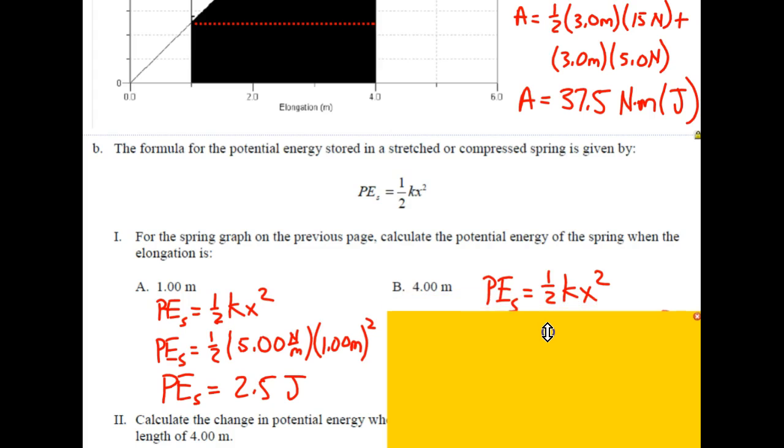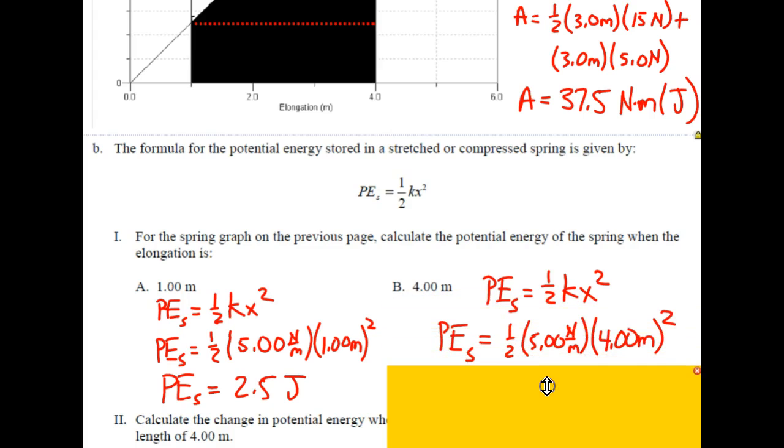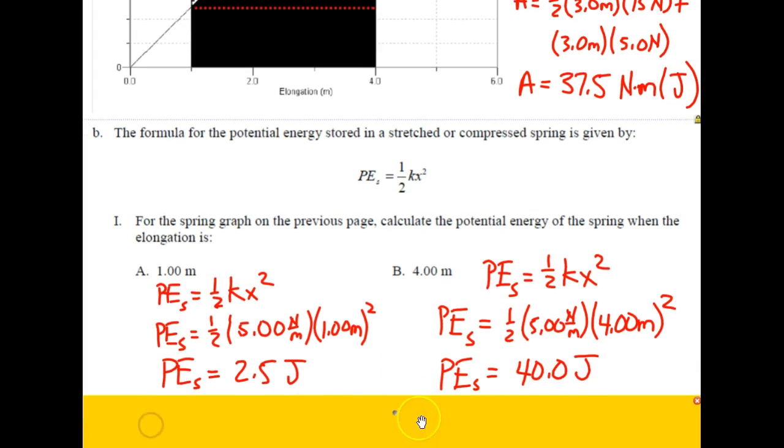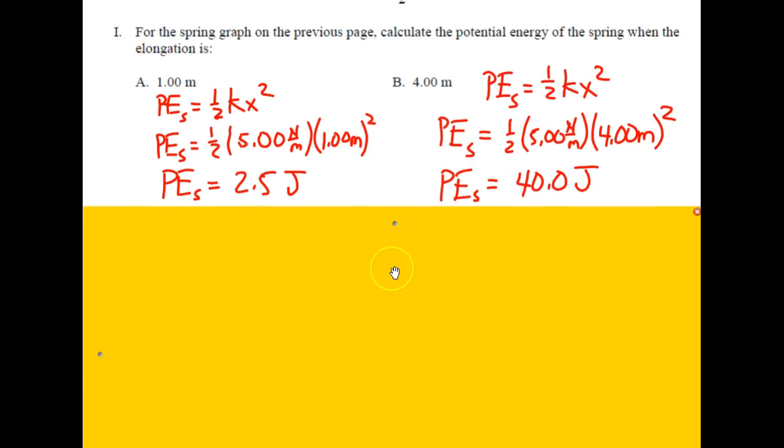We now perform the same calculation for the stretch at 4 meters. 1/2, 5 newtons per meter times 4 meters squared. 4 squared is 16. Half that is 8. 8 times 5 is 40 joules. Okay? All right. Moving along.